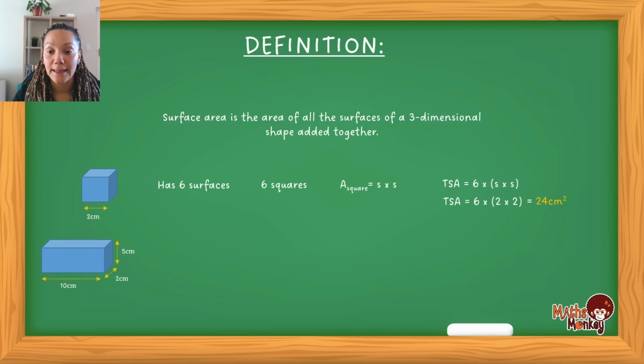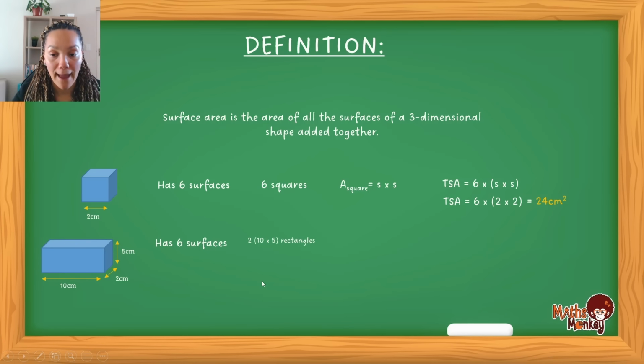Okay, now let's have a look at the rectangle. Now again, this is the dimensions of this rectangle, and how many surfaces does it have? 6 surfaces, right? It's pretty much the same as the square. The only difference is that the surfaces are rectangles. So you'll have the front and the back rectangle exactly the same. You'll have the bottom and the top rectangle exactly the same. And you have the right and the left rectangle exactly the same, right?